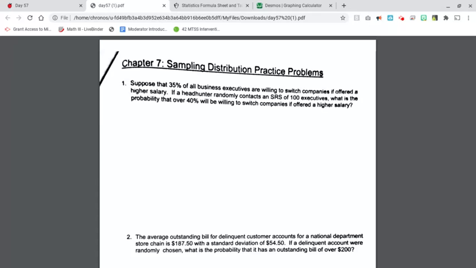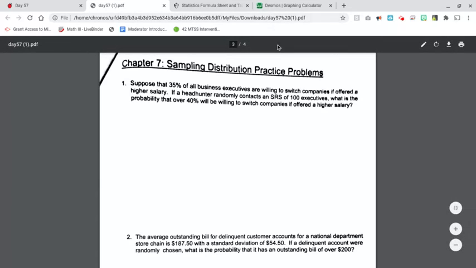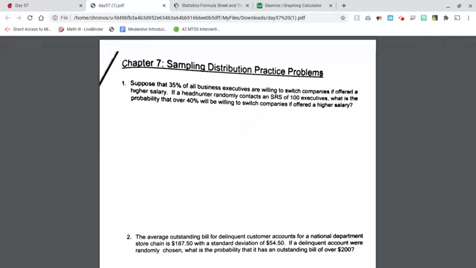So again, here we're talking about 100. So think about this. In this case, the mean of this is 0.35, right? So that's your P, because we're talking about proportions. So P is 0.35.